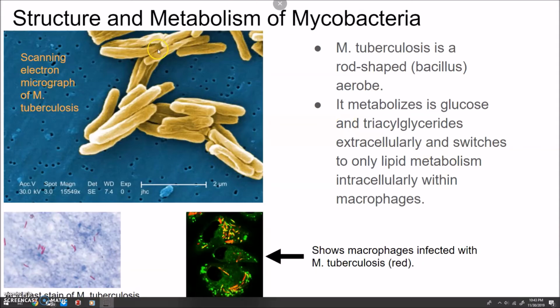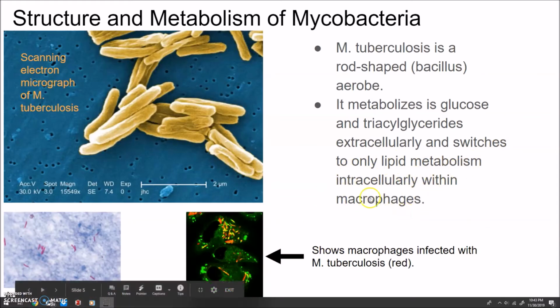We're going to talk now a bit about the structure and metabolism of Mycobacteria. M. tuberculosis is a rod-shaped bacterial cell. It's also known as bacillus. It's also aerobic. It metabolizes glucose and triacylglycerides extracellularly, and it switches to a lipid-only metabolism intracellularly within macrophages. So once it invades macrophages, it switches to lipid-only metabolism.